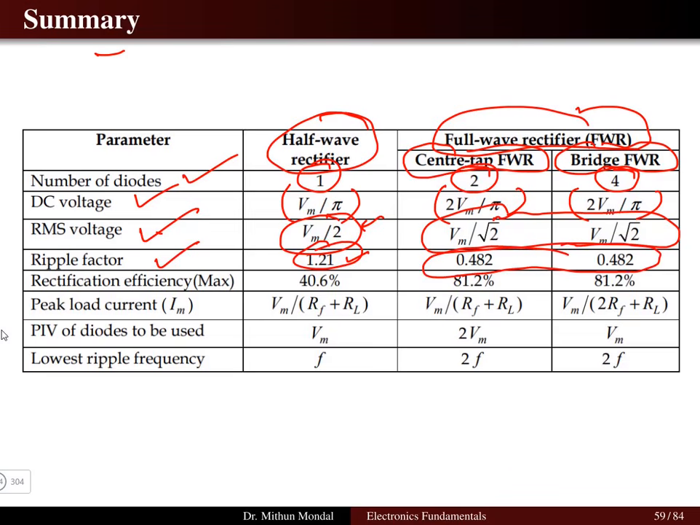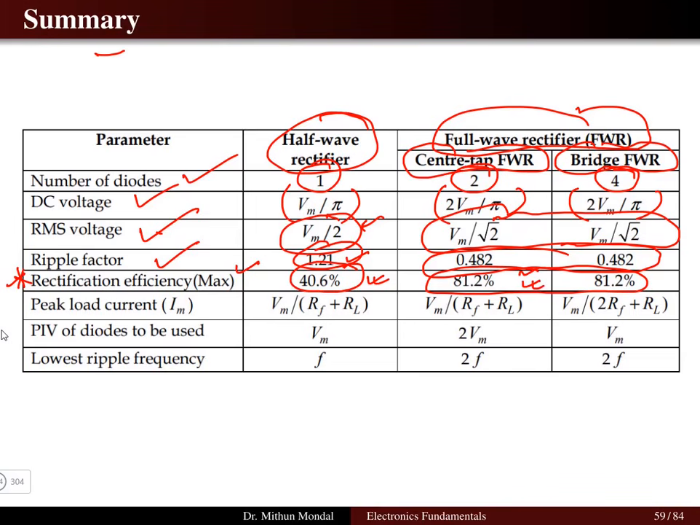full wave rectifier. Rectification efficiency, if we take the maximum, in case of a full wave is 81.2%, but in case of half wave it is 40.6%. So whenever we are solving a numerical, we have to see if the efficiency falls close to 40% for the half wave, then the answer will be correct. If it falls close to 81%, then the answer will be correct for the full wave rectifier.